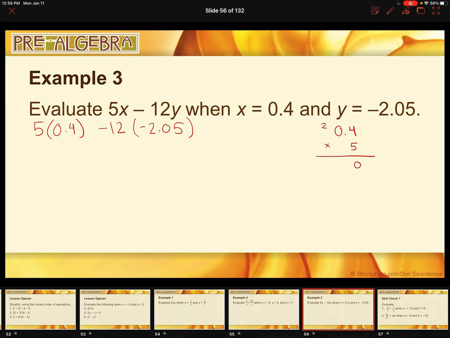5 times 4 is 20. 0 times 5 is 0 plus 2 is 1. Move the decimal place over one spot. I think I said plus 2 is 1, plus 2 is 2. My bad. Okay, I can stack and add over here, or multiply.